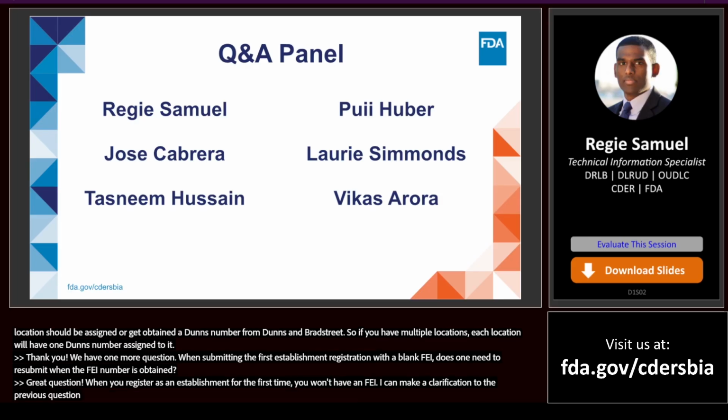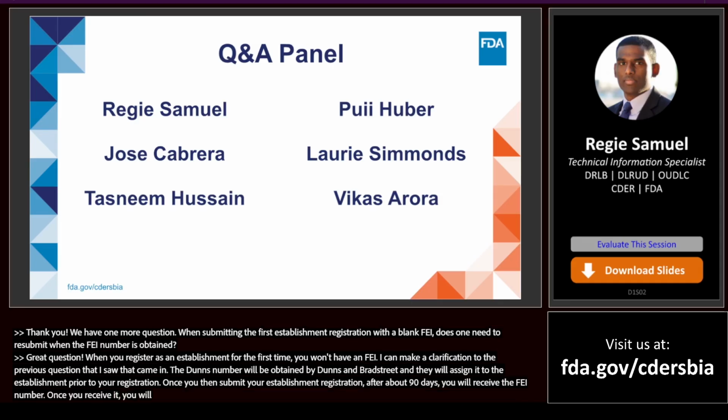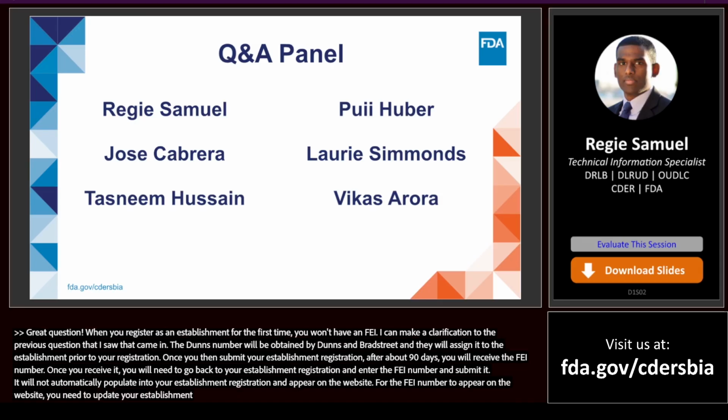And I'll make a clarification to the previous question I saw that came in. The DUNS number will need to be obtained from Dun & Bradstreet, and they will assign a DUNS number to the establishment prior to your registration. Once you then submit your establishment registration, after about 90 days, you will receive the FEI number. Once you receive it, you will need to go back into your establishment registration, enter the FEI number, and submit it. It will not automatically populate into your establishment registration and appear on the DSER's website. For the FEI number to appear on the DSER's website, you will need to update your establishment registration with the assigned FEI number. Thank you.